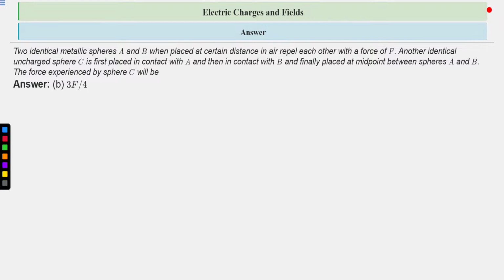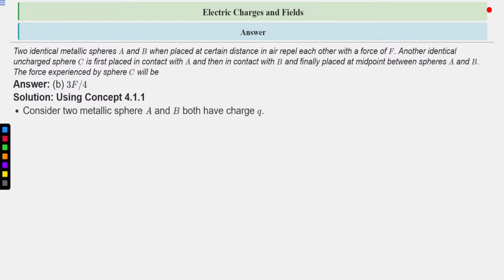Okay, the correct option is B, 3F by 4. Solution using concept 4.1.1. Consider two metallic spheres A and B, and both have charge Q. So the polarity of charges on both the spheres is the same. By default, we are considering it as positive charge, and both have charge Q.